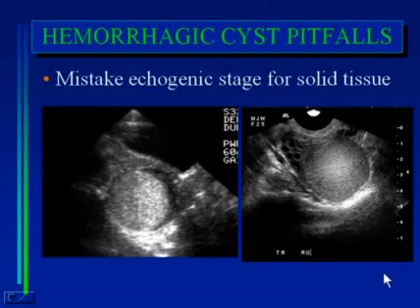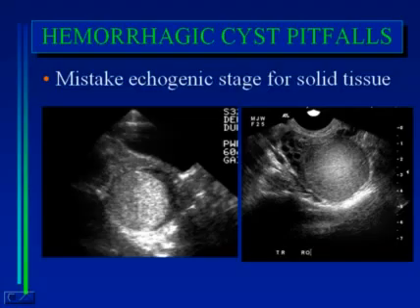Another hemorrhagic cyst pitfall occurs when the cyst is imaged soon after the episode of bleeding, because in this stage, oftentimes the material within the hemorrhagic cyst is echogenic. The blood may be echogenic. And an echogenic ovarian lesion can be mistaken for a dermoid, since dermoids often have that dermoid plug that is echogenic.